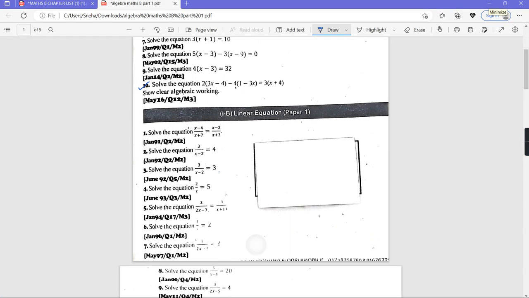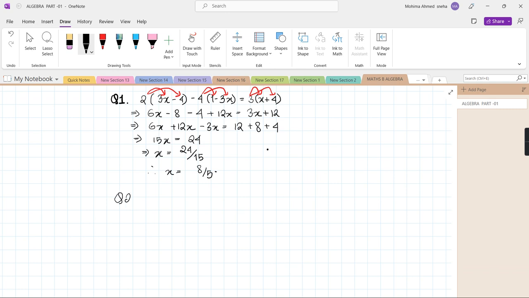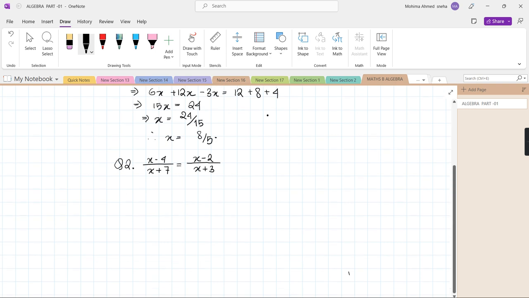For example, down here, this question involves fractions. So if you solve this question now, it was about x minus 4 as the numerator and x plus 7 as the denominator, is equal to x minus 2 divided by x plus 3. Now if you cross multiply the values together, you will get x minus 4 multiplied with x plus 3 is equal to x minus 2 multiplied with x plus 7.